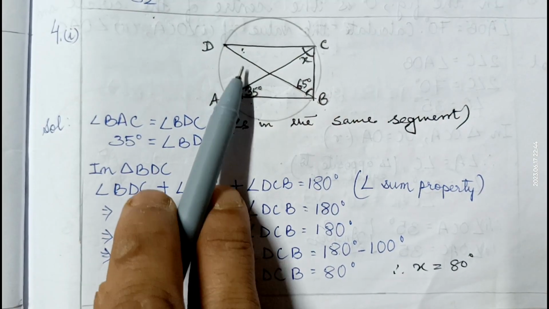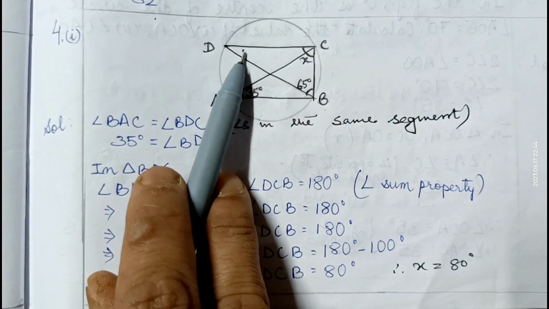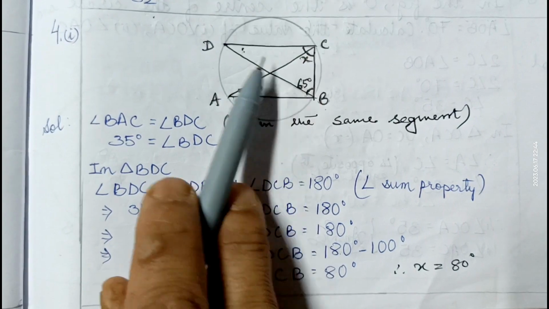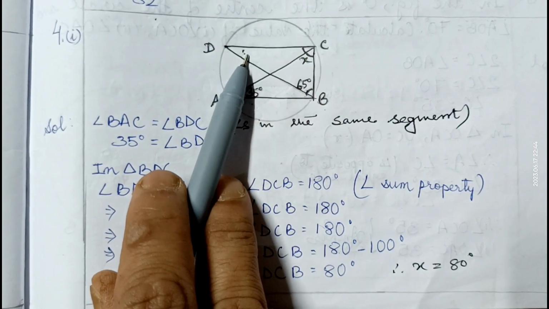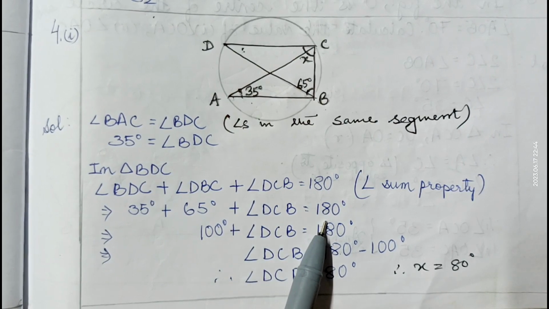Since this is 35, this also will be 35, angles in the same segment. Now sum of these three angles will be 180 degree. This is 35, this is 65, this is X. So sum of these three 180. So we got X equals to 80 degree.